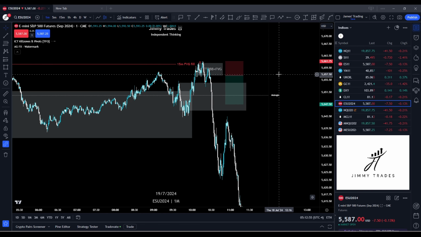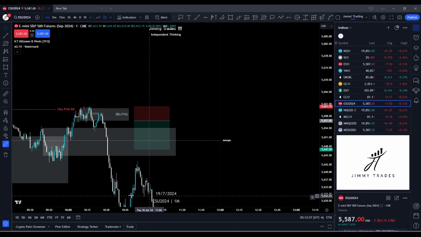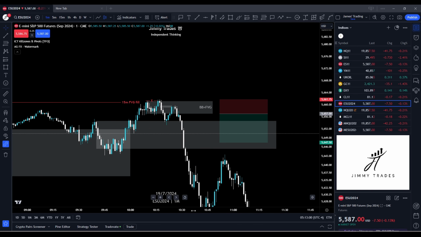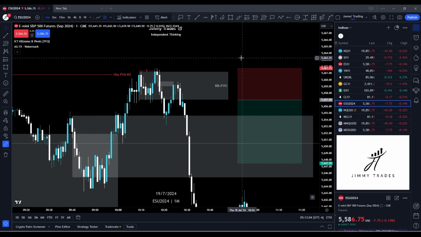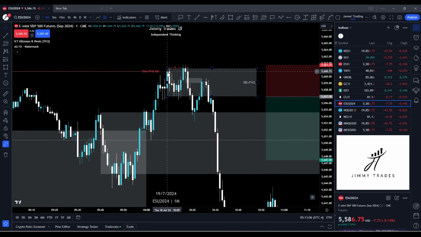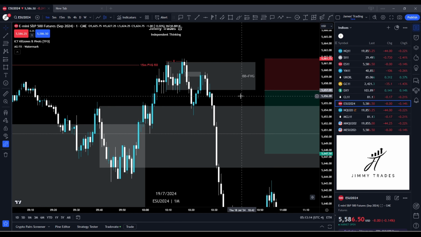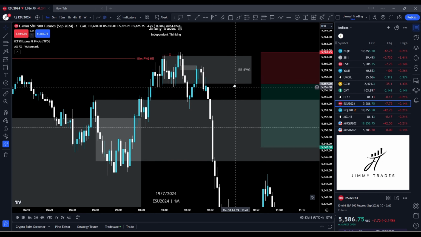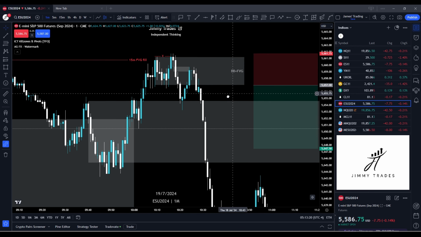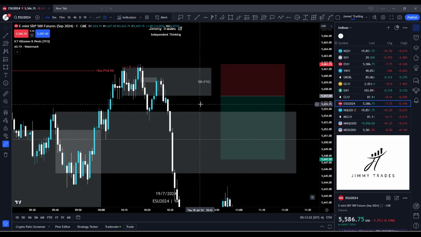Here we go. So it was at that moment in time that we had our formation of the unicorn. Down, up, down. Execution. And 2R. So it was a really nice trade.